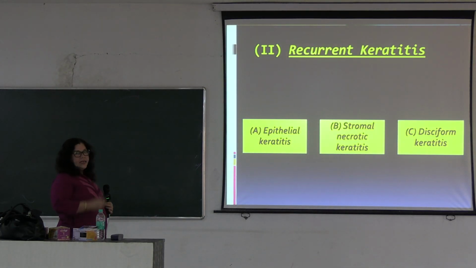Then recurrent keratitis. Recurrent keratitis may be of 3 types. First is epithelial keratitis, where only the epithelium is involved. Second is stromal keratitis, where the stroma of the cornea is involved. And the third is disciform keratitis. Here the keratitis is present in the center in a disc-like pattern.